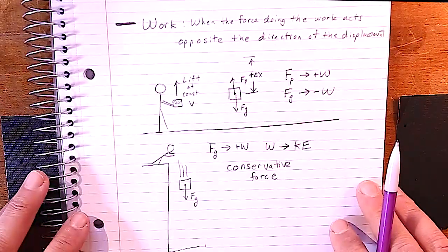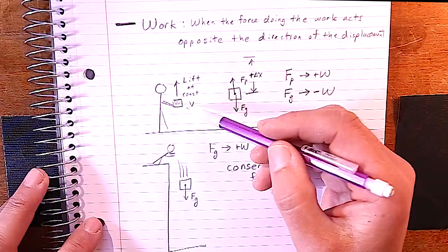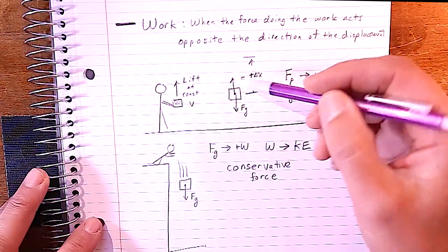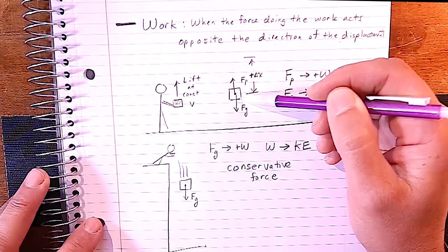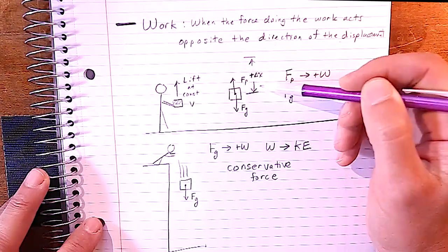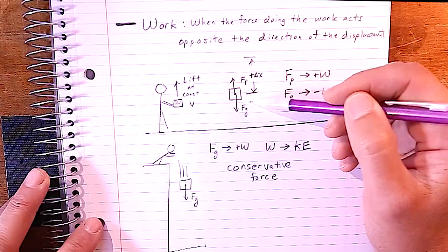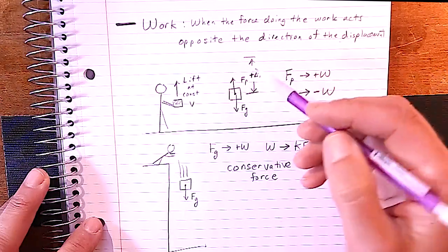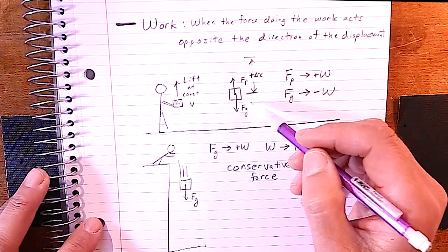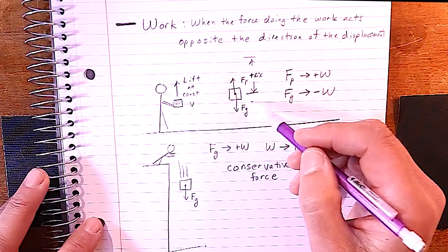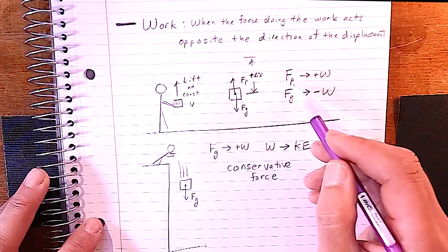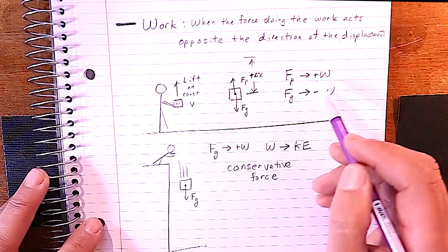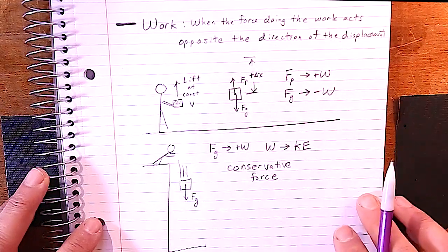So let's take a look at lifting a box. When we lift a box, the box goes up into the air, and the force of gravity is opposite the displacement. So that work is actually negative. So we could say that that work turns into a negative potential energy. Now, the force that's due to the push, that is positive work because it's in the direction of the displacement.